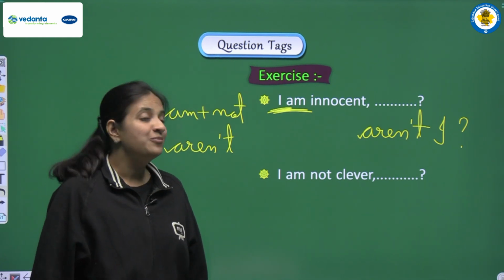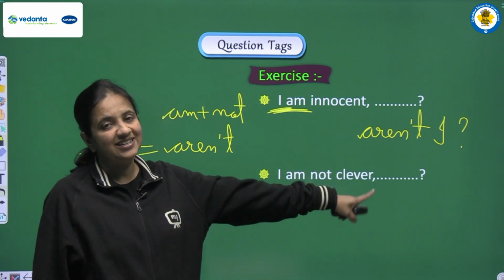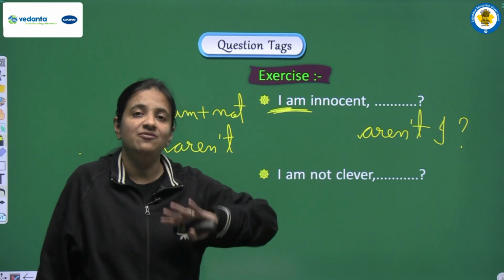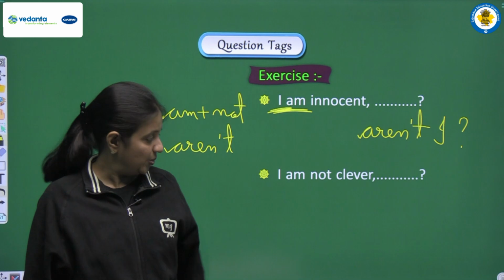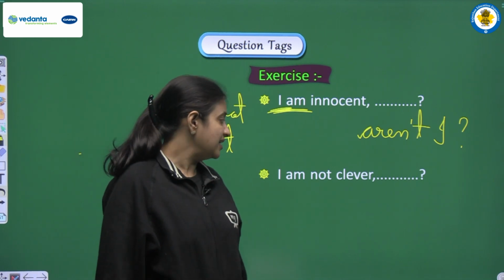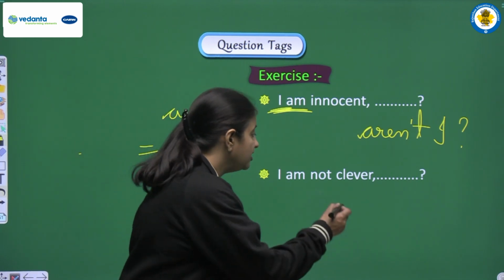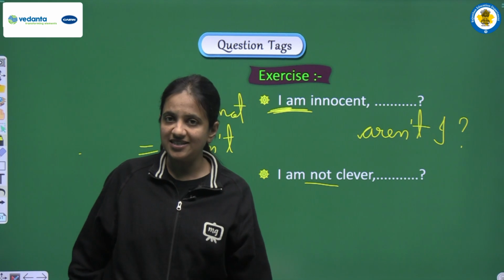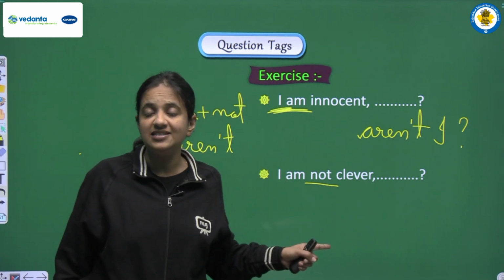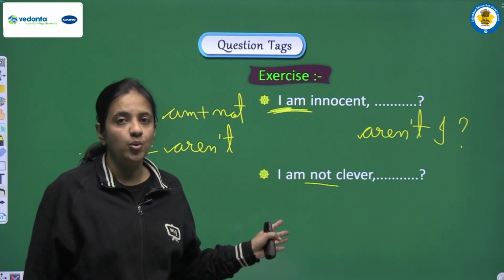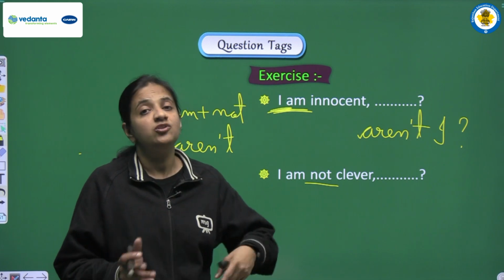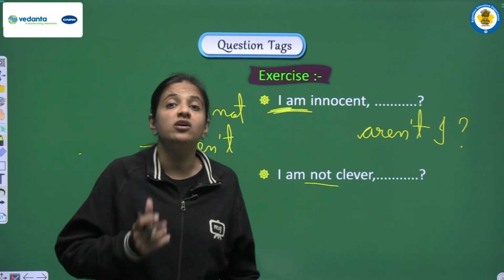Next is, I am not clever. In this sentence we have to observe whether it is positive or negative. So let's read one more time. The sentence is, I am not clever. We have not in the sentence, one negative word. So we can say that now we have a negative statement. So now the question tag will be a positive one.